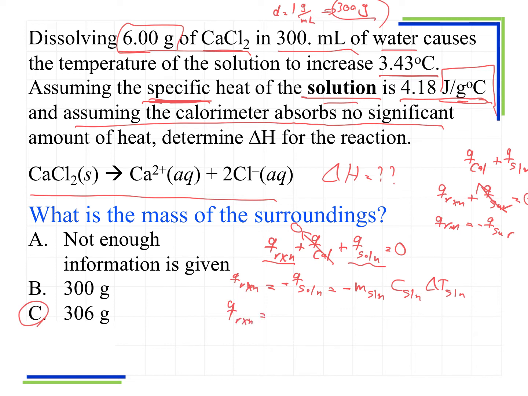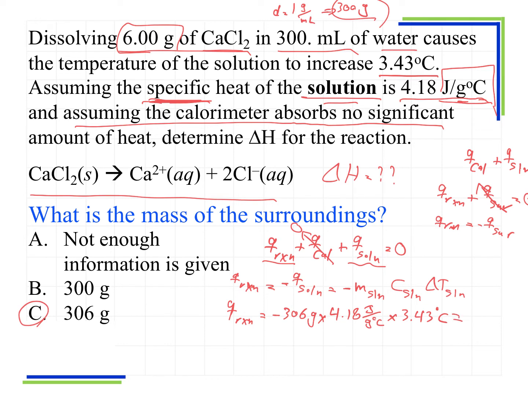equals negative, what is the mass of the solution? It is 306 gram times the specific heat of the solution, which is 4.18 gram, not gram, sorry, joule per gram per degree Celsius, and the delta T is 3.43 degrees Celsius.